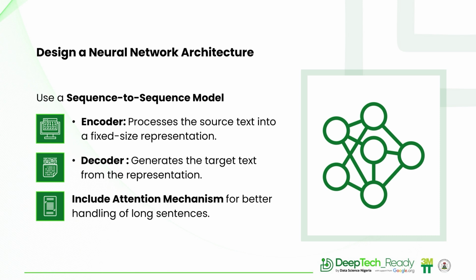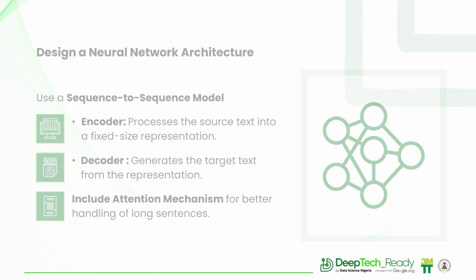To handle this, we introduce the attention mechanism. This allows the decoder to focus on different parts of the input sentence while translating, as opposed to just using the entire fixed representation. With attention, the model can consider specific words or phrases in the source sentence at each decoding step, and this greatly improves performance for longer or more complex sentences.